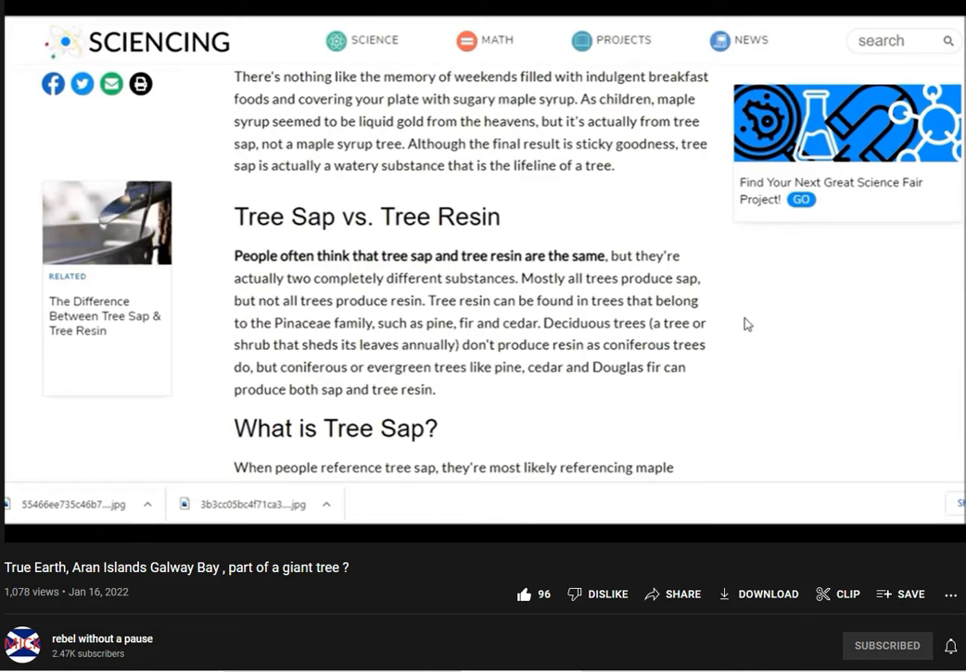Tree resin can be found in trees that belong to the Pinaceae family, such as pine, fir and cedar. Deciduous trees, a tree or shrub that sheds its leaves annually, don't produce resin as coniferous trees do. But coniferous evergreen trees like pine, cedar and Douglas fir can produce both sap and tree resin.